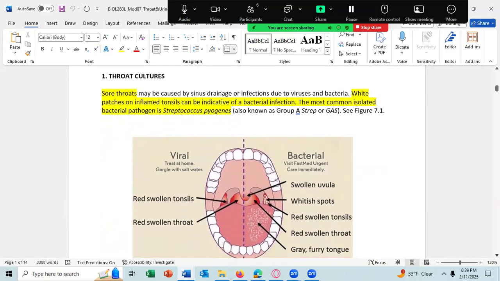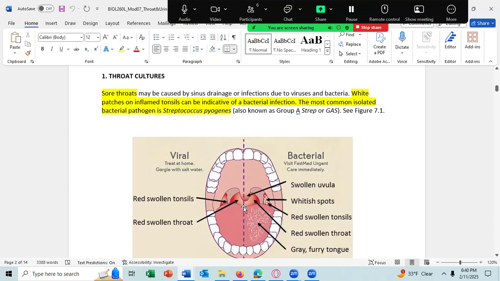All right, for throat cultures, a sore throat can be from a virus or a bacteria. If it is from a bacterial infection, we'll often see white patches or spots on the back of the throat or the tonsils. And this one shows a little bit of white, but a little less intense white on the tongue as well.